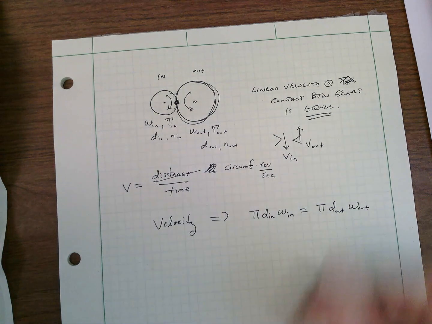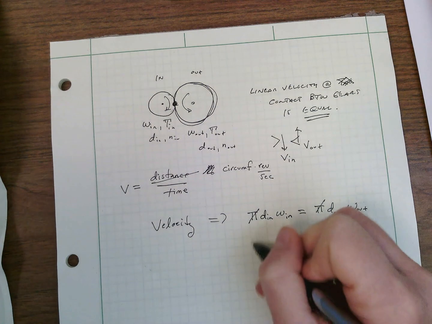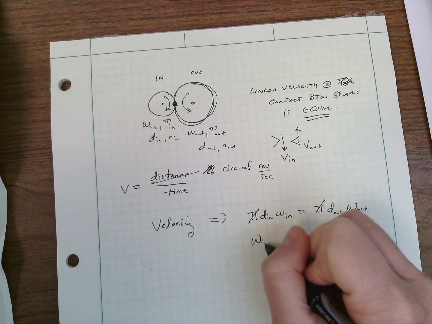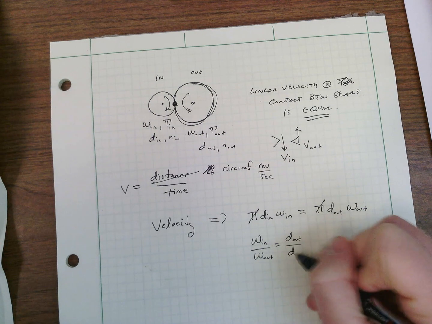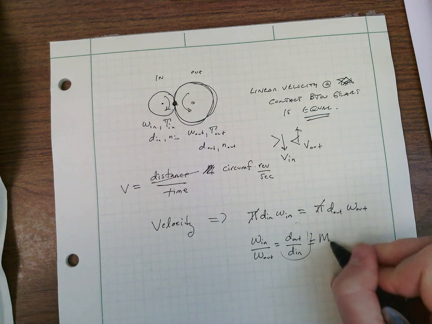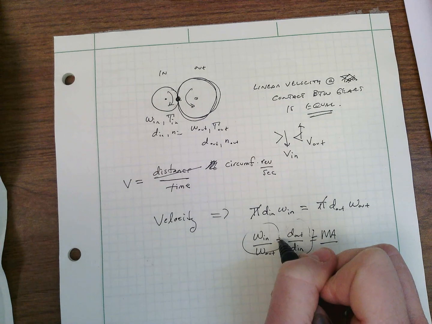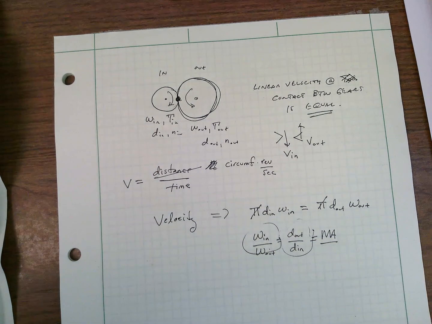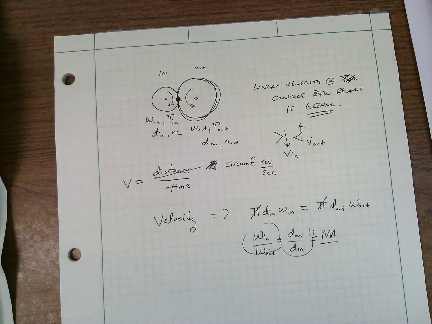Knock these out, right? This tells us that omega in divided by omega out is equal to d out divided by d in. And we already know d out divided by d in is the mechanical advantage, right? So that means mechanical advantage is also equal to omega in divided by omega out, just by matching up the speeds. All right, so that's another way to derive mechanical advantage. Okay, so that's what I have to say about gears.